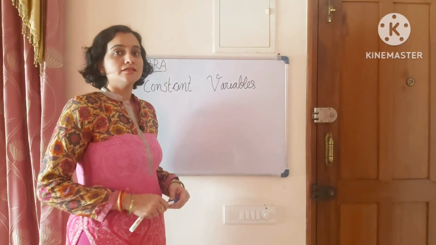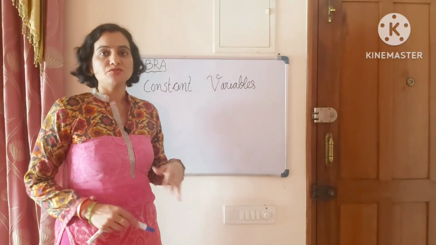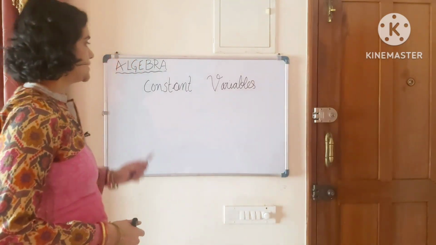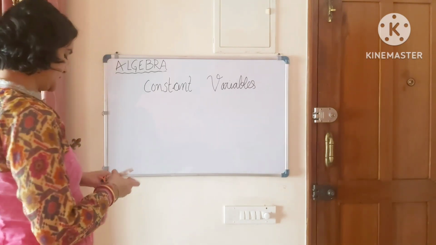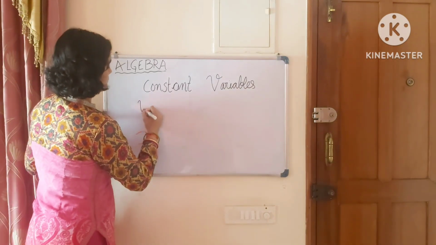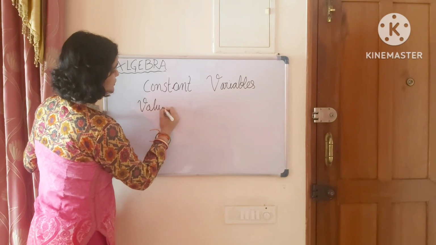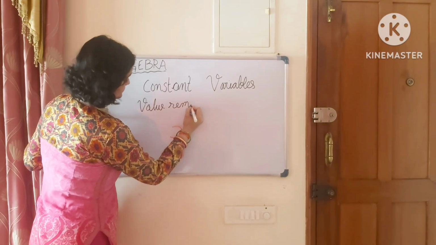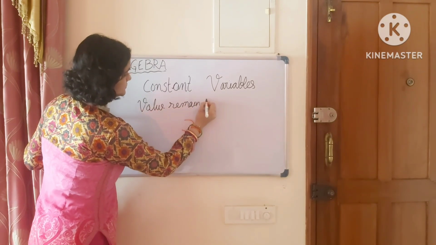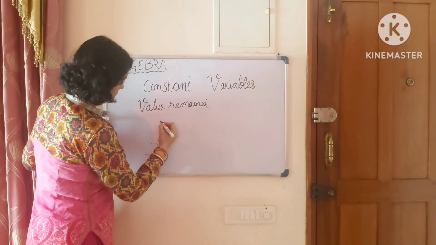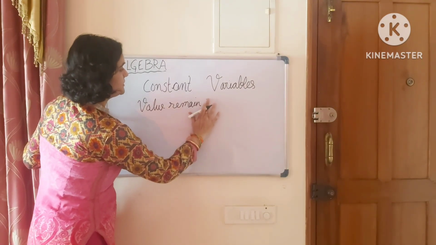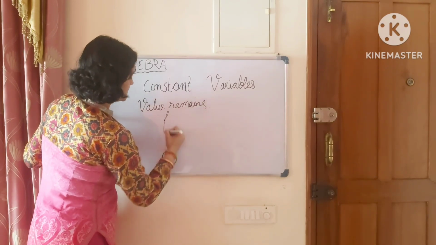So let's start with constants and variables. We just spoke about constants and variables. Constant means, as the name suggests, something whose value does not change. So the value remains fixed no matter what. Like the date, after January 1st only January 2nd will come. Value remains fixed.